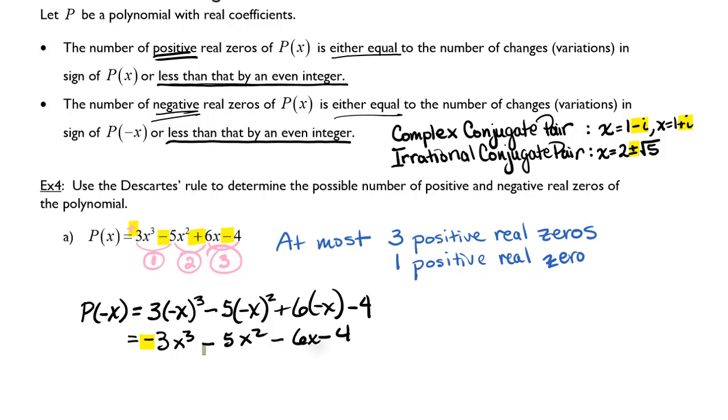Notice that all these signs are negatives. There are no changes in sign here, which means there are no negative real zeros.